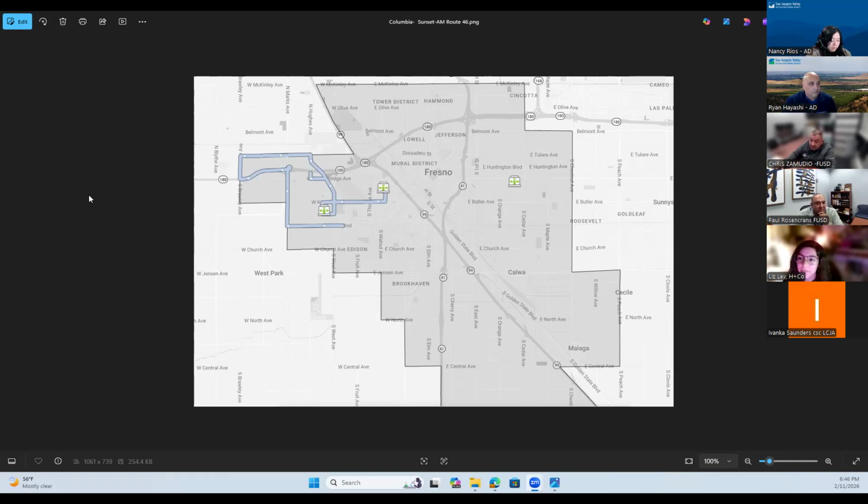Thank you. Absolutely. Can you guys see my screen right now? We can, Chris. Yes. Okay, so this is one of our maps, and this is actually one of our runs that are associated with Columbia and Sunset. They ride the bus together. This is one of our current runs that we're looking into prioritizing on our EV routes.